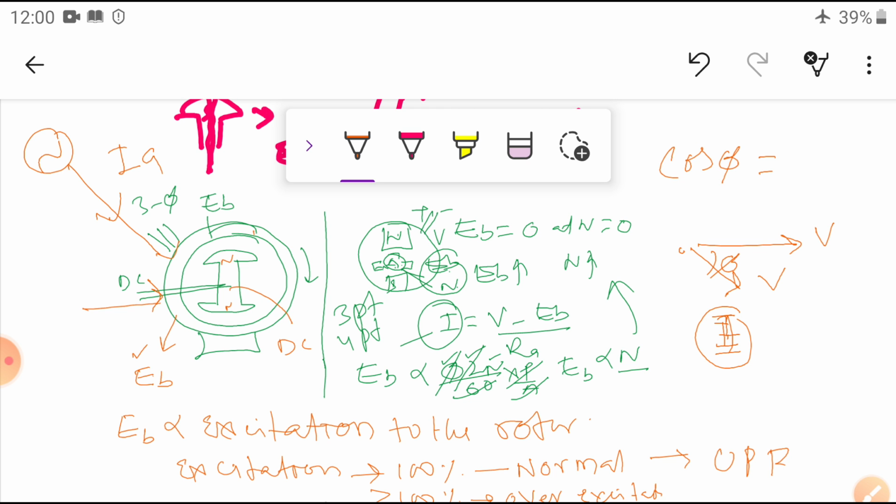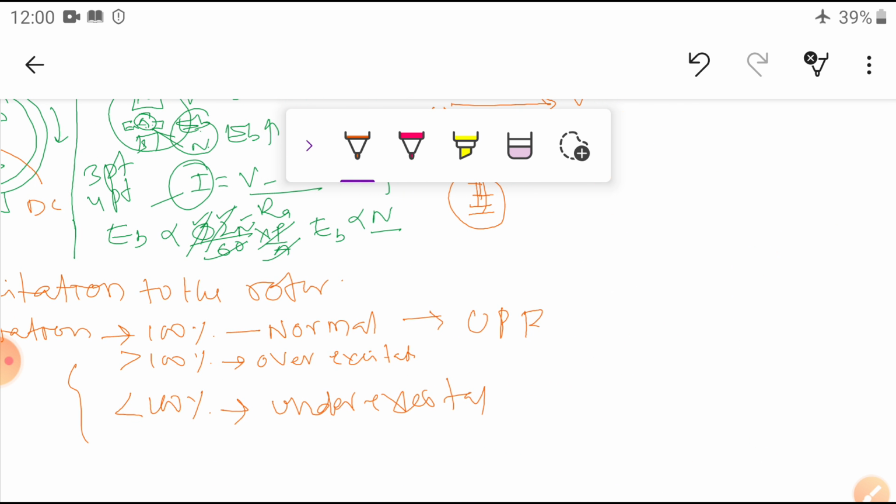If the DC excitation is at normal condition, then the current drawn from the supply is at unity power factor. That means the voltage and current are in the same phase, UPF. What will happen in the overexcited case? More DC supply is given to the rotor field, so it will draw the armature current from the supply at a leading power factor.